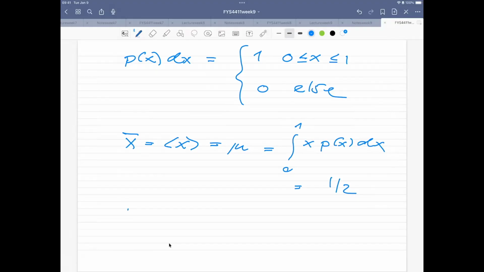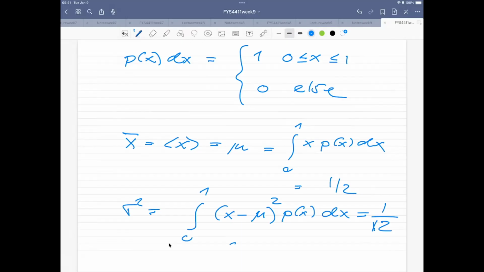And then the variance, sigma squared, is then obviously the integral from 0 to 1 of (x minus mu) squared P(x) dx. Then you will find that that one has to be 1 divided by 12, which means that the standard deviation, which is the square root of that one, is 1 divided by square root of 12. So this is something which you can do analytically by paper and pencil very easily. Okay.